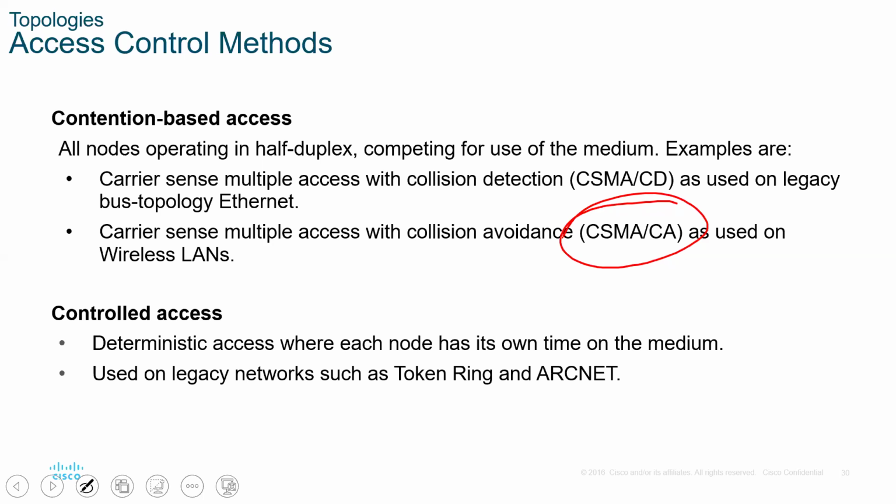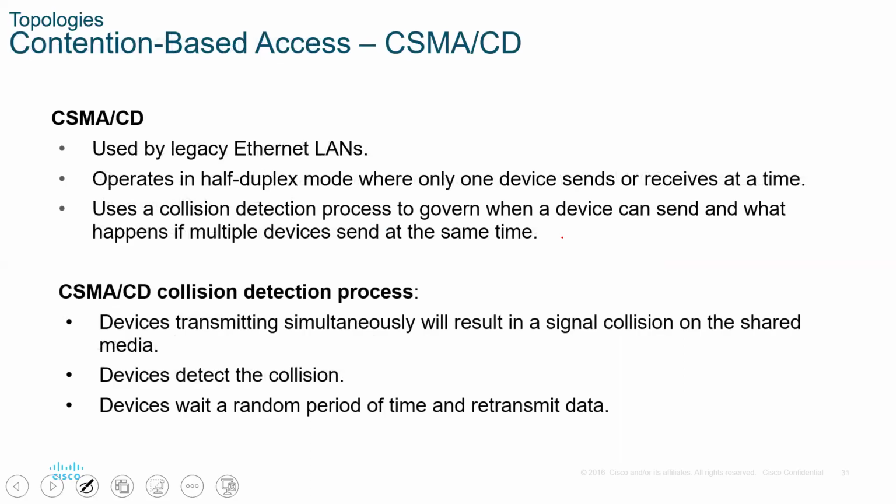CSMA/CA means carrier sense multiple access with collision avoidance. This is where it tries to avoid the idea of collision. All right, so that is that one. Now, we also have another one called the contention-based access method, CSMA/CD. In this particular case, it is to detect collision.